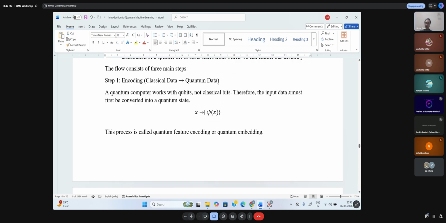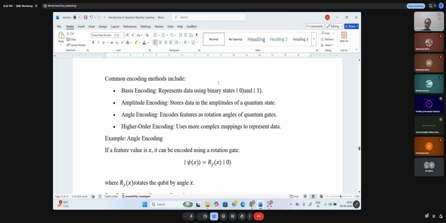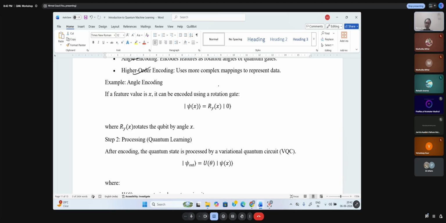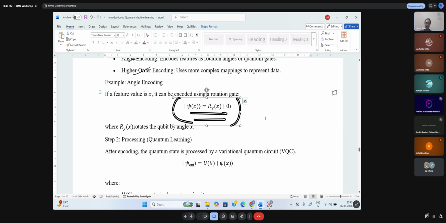More mathematical perspective I have mentioned ahead in the template, like representing x into the quantum state. Basis can be encoded, amplitude, angle, all can be encoded. This is angle encoding. For example, if a feature x is present, you can encode it through a rotation gate. This is angle encoding, rotation gate. Either x or y, you can take.